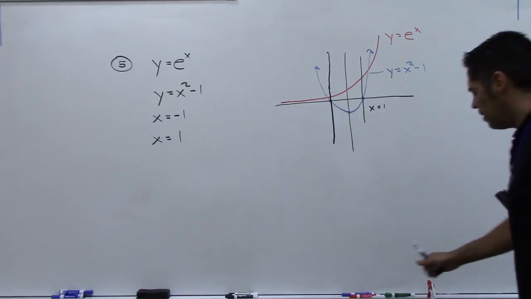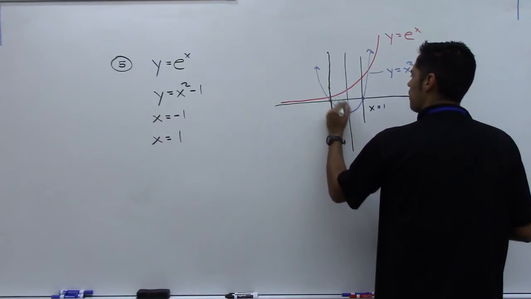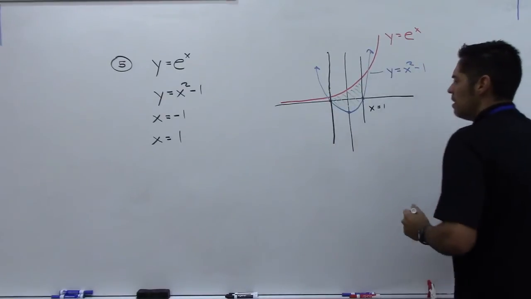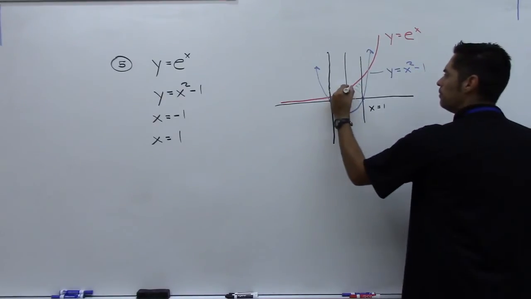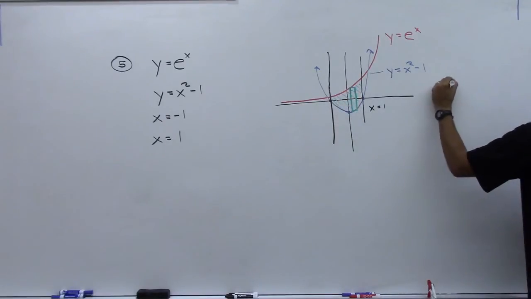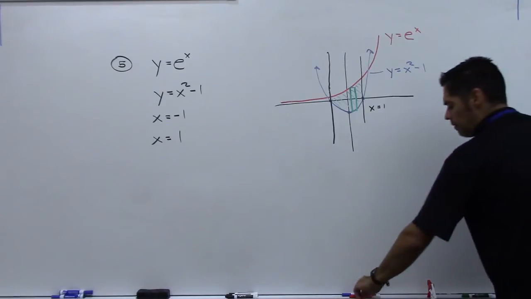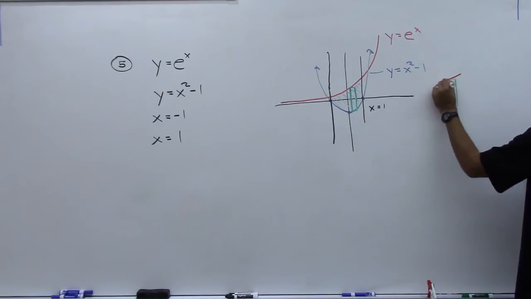So the region bounded by all of the curves is this region in here. And you can see that if I draw a vertical rectangle, the curve that's on top is the red curve.